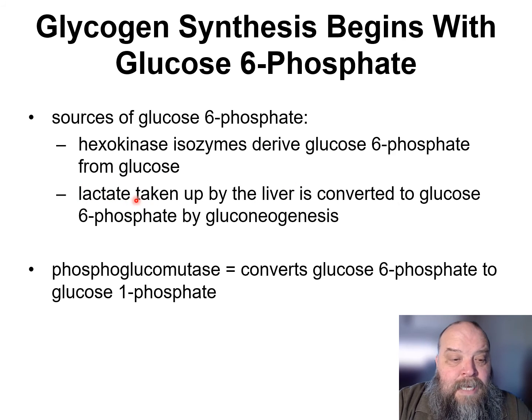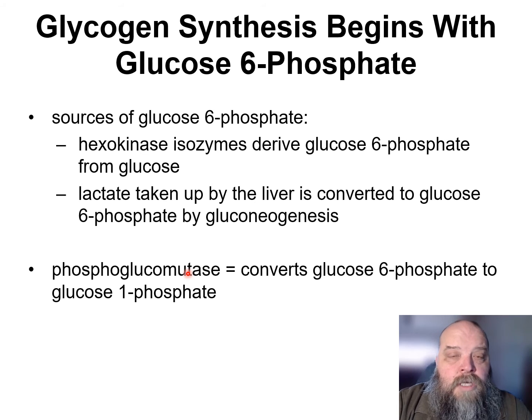High levels of lactate are taken up by the liver, converted to glucose 6-phosphate by gluconeogenesis. So think about it. Your muscles overproduce a lot of lactate. It has to get out of the body because, for whatever reason, it's not being converted back into pyruvate in the cells that manufactured it. So the liver takes it up from the blood. Gluconeogenesis, you get G6P.